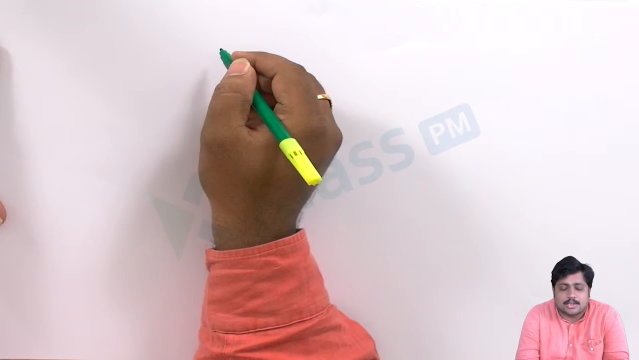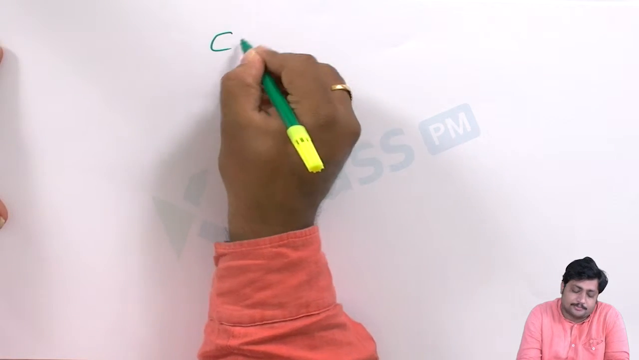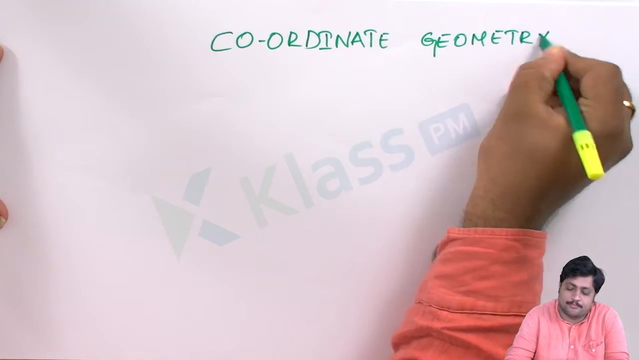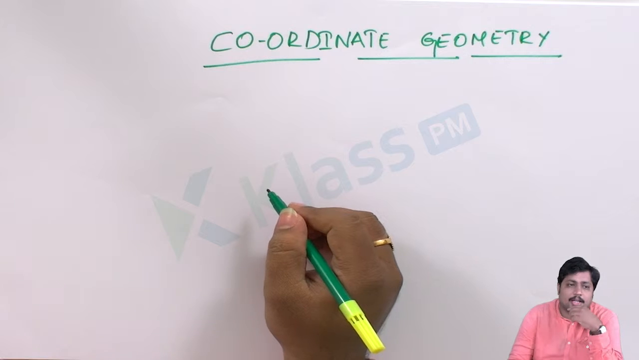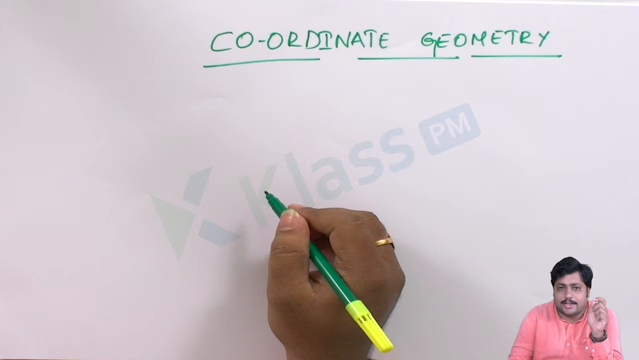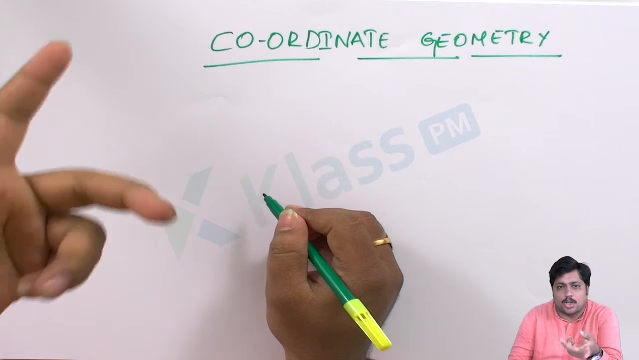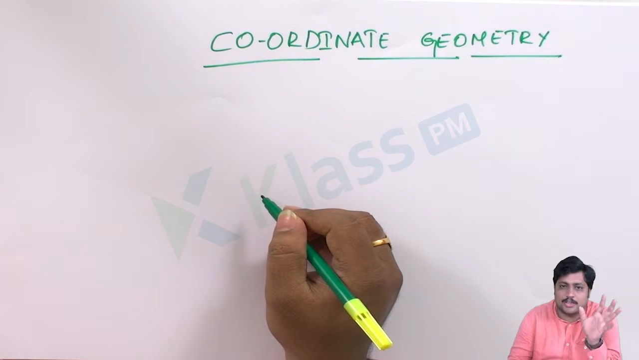Today, we will discuss the concept of coordinate geometry. It is a system of geometry in which every individual point in a plane is represented by two individual values. So what are those two individual values? I'll explain it in detail.